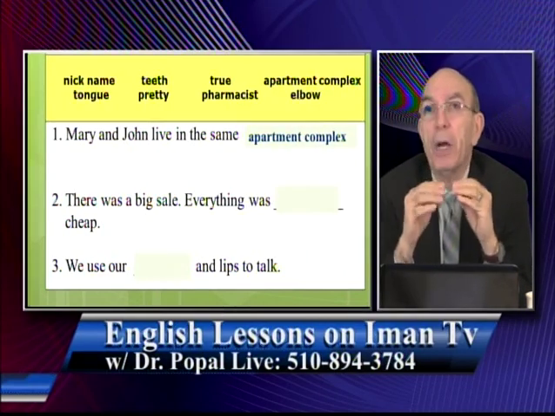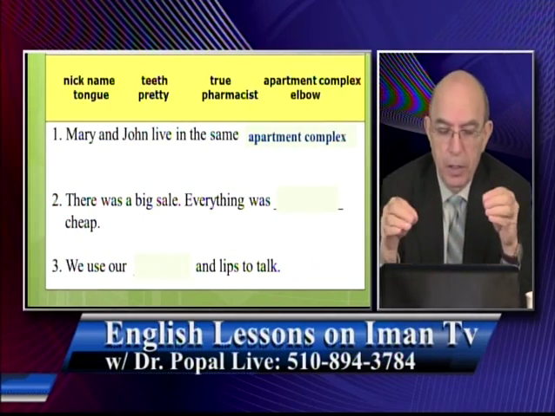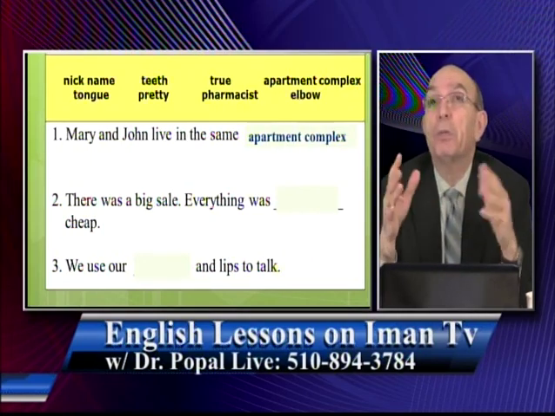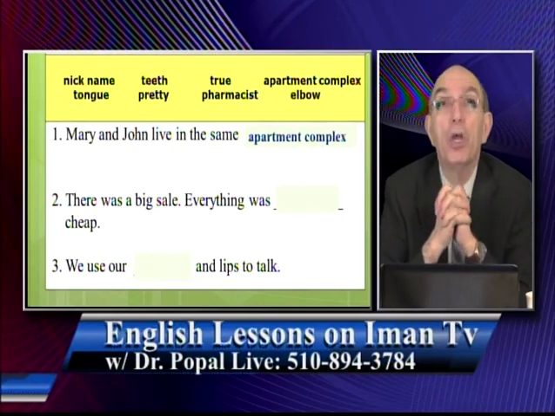Okay? Keep that in mind. Apartment, let's say apartment number 10. So probably Mary lives in apartment number 10 and John lives in apartment 20. But they are in the same apartment complex. So apartment complex means apartment building.